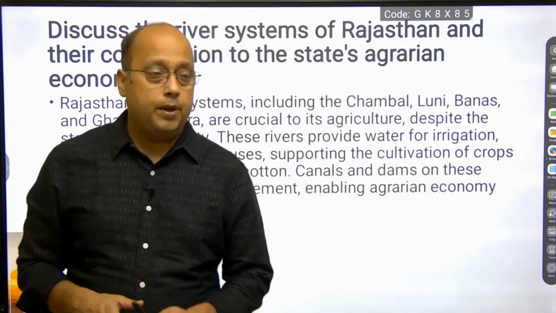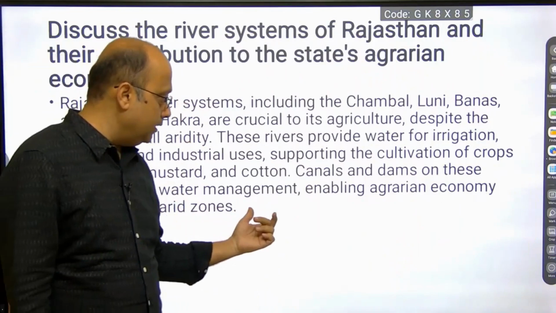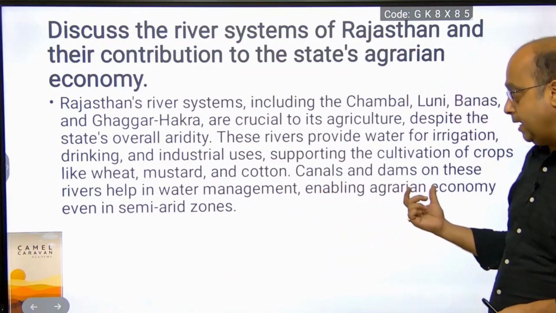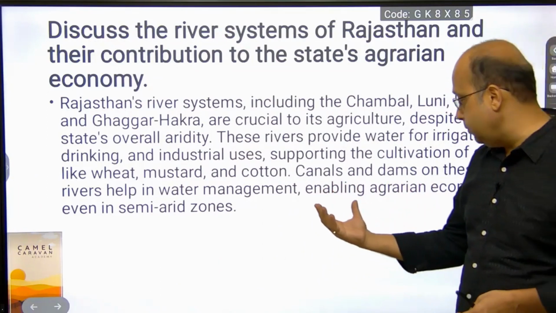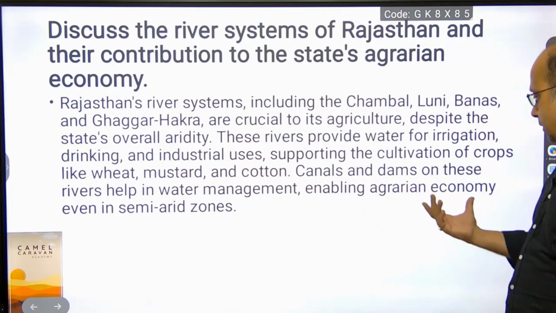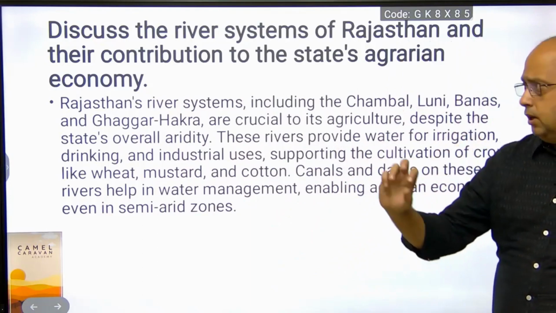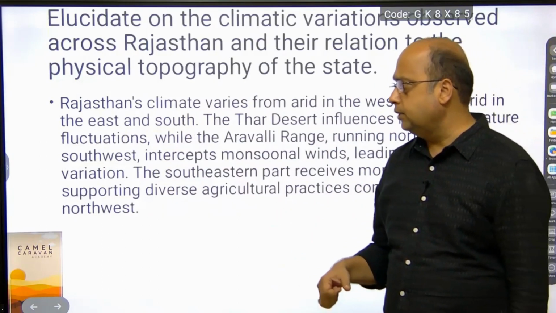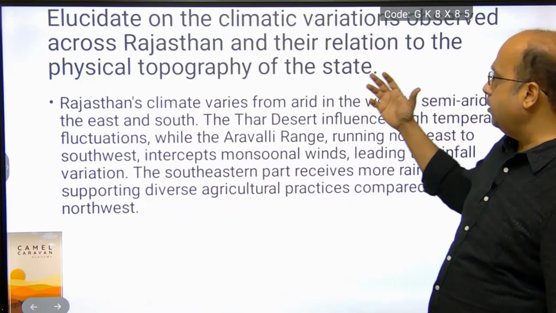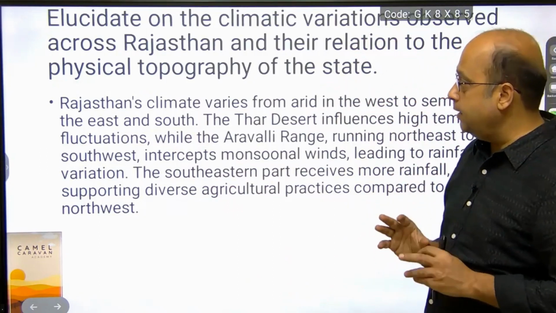So what we have done, we have added enough features of the Rajasthan river system, and we have also inserted that human-induced assets like canals and dams have a chance to do better water management, which is going to support the agrarian economy of the semi-arid region even more, in a greater way. So very perfectly fitted for the demand of the question. You can rely on this answer. Now let us see the next question. The question says, elucidate the climatic variation observed across Rajasthan and their relation to the physical topography of the state. This is again a very interesting question.